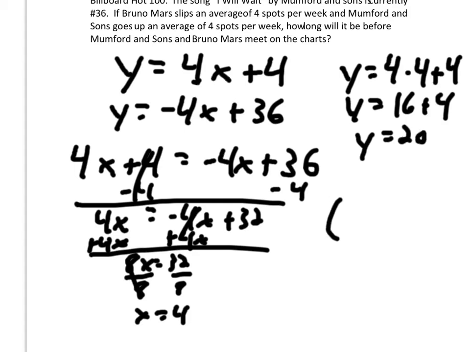Okay, so our ordered pair is 4, 20. And 4 is the number of weeks, because that's where our x's were. And 20 is the spot on the chart.